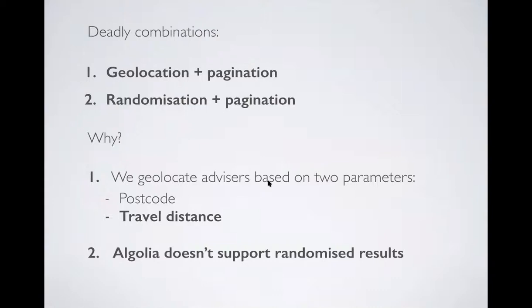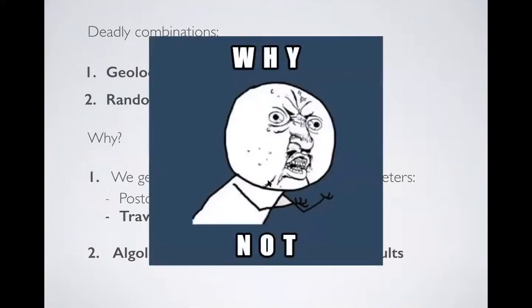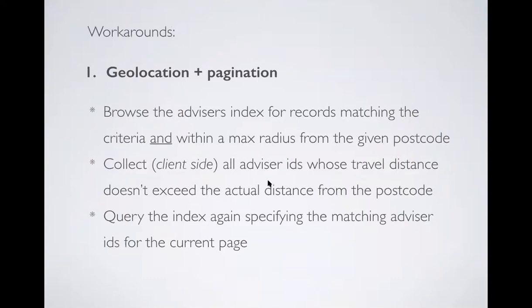And the second reason, the second deadly combination, was that Algolia doesn't support randomization out of the box. You cannot just have randomized results. You cannot just say, okay, this is the seed, just give me these results. And we were a bit like this, to be fair, like, why not? This is something that would just make our life easier. But we had to look for workarounds, and in the end, they didn't look too bad.